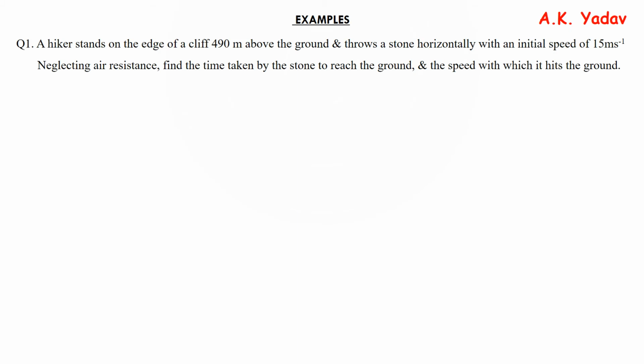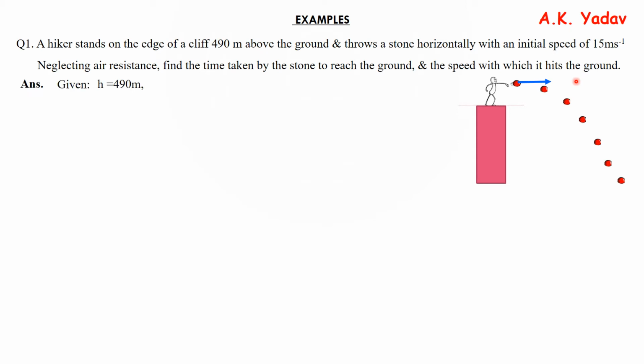Let us do a few examples to understand the concept better. A hiker stands on the edge of a cliff 490 meters high above the ground and throws a stone horizontally with an initial speed of 15 meters per second. Neglecting air resistance, find the time taken by the stone to reach the ground and the speed with which it hits the ground. So this is the cliff, this is the person, he throws. I need to find the time and the speed.